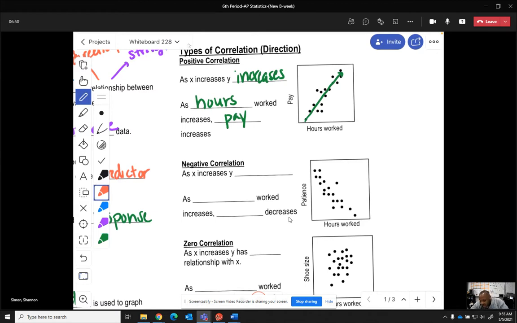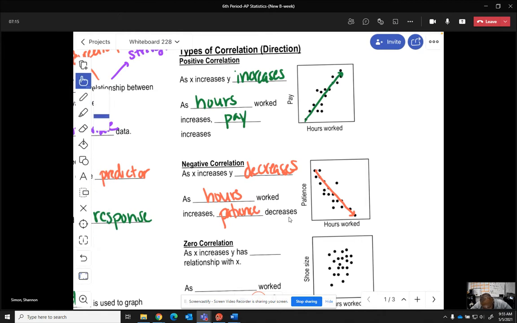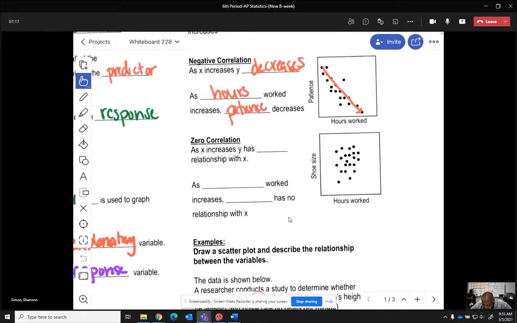In negative correlation, if you try to draw a line through it, the slope of the data will be down. As x increases, y decreases, so it's an inverse relationship. Here, as hours worked increases, your patience decreases. And the last thing is zero correlation.